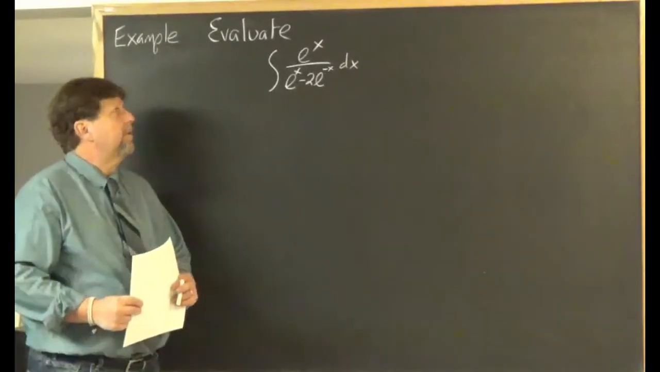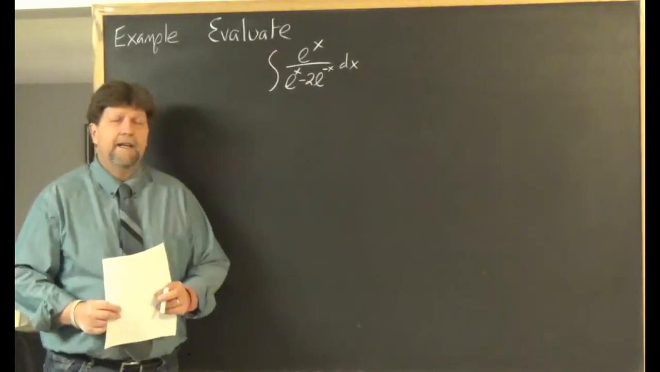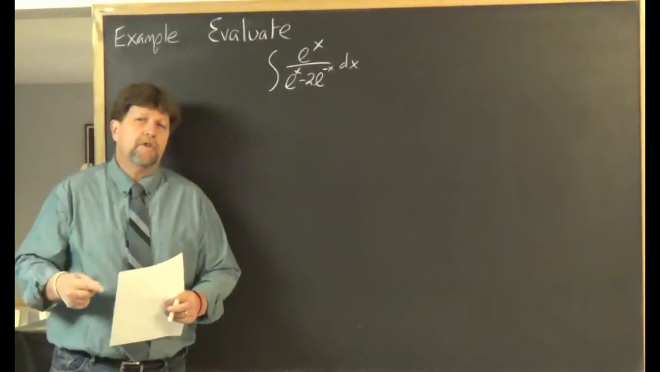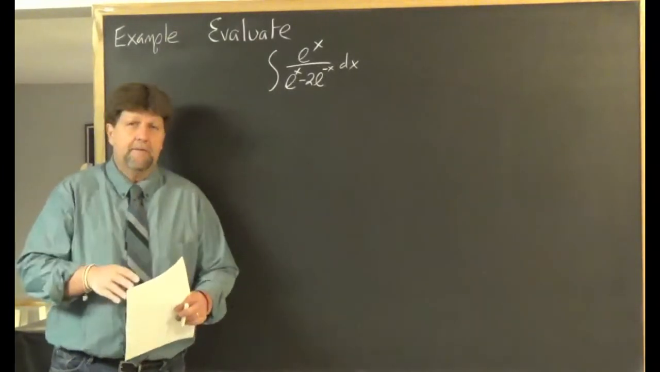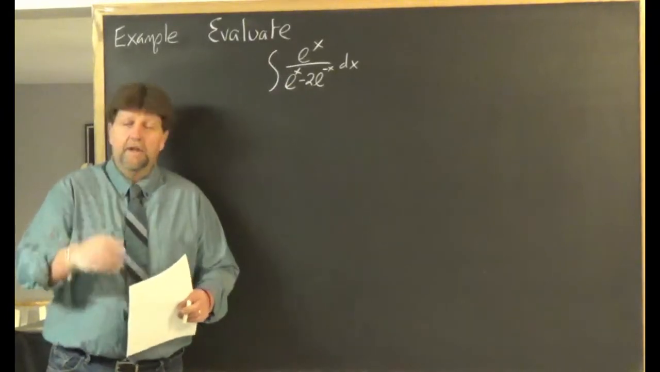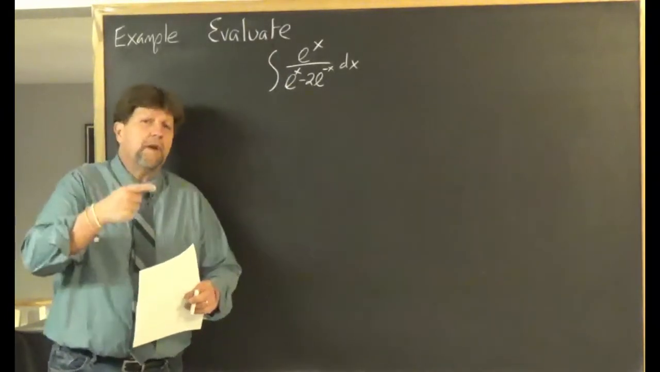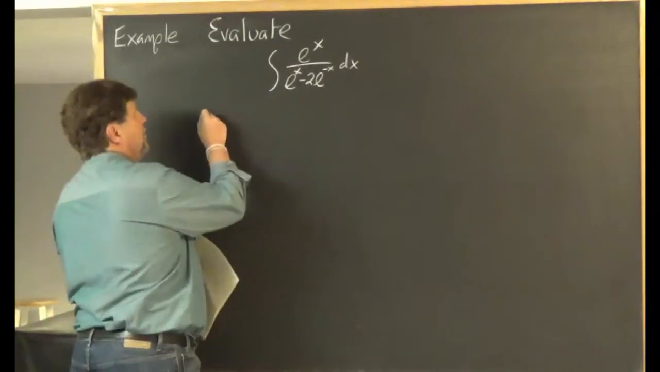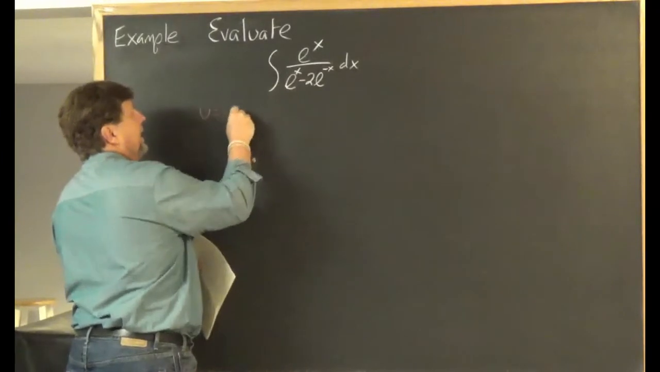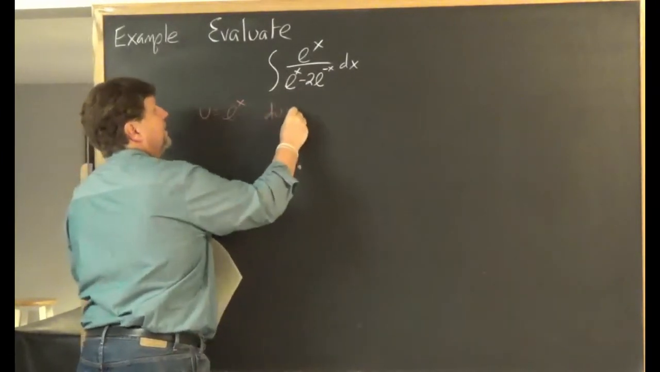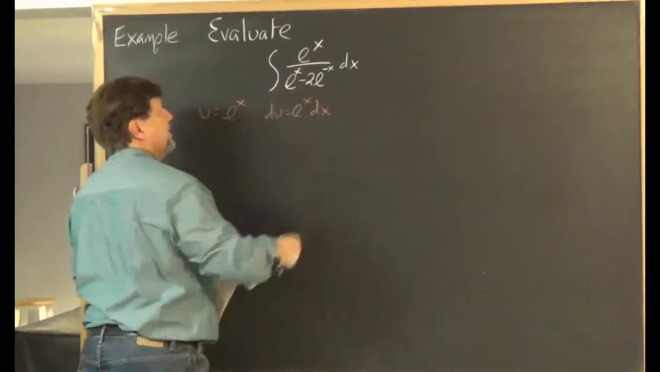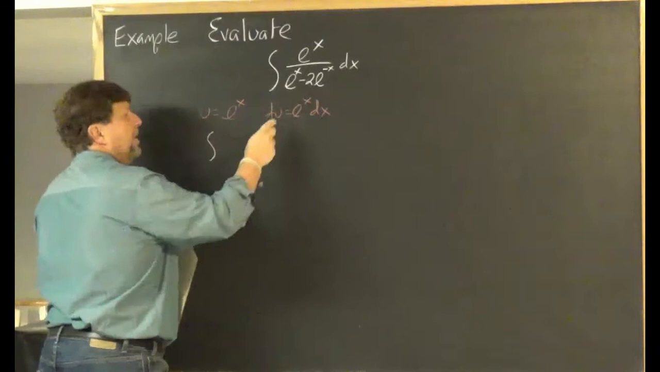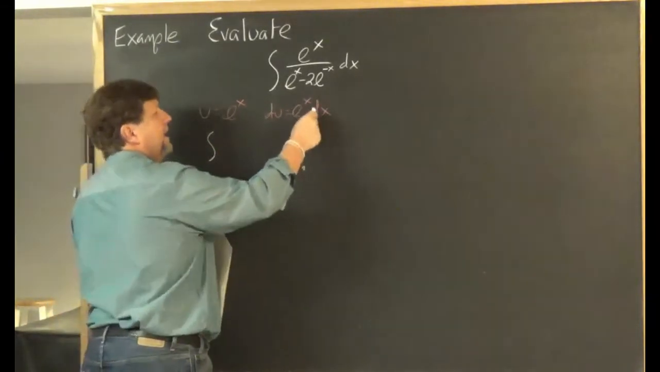All right, this example, we're asked to integrate e to the x over e to the x minus 2e to the negative x. And I said we were going to do this two different ways. We're going to get the same result. So, let's begin. So here's how one could attack it initially. Let u equal e to the x. Then du is e to the x dx. So when you substitute in, now I'm going to kind of look ahead. E to the x dx.